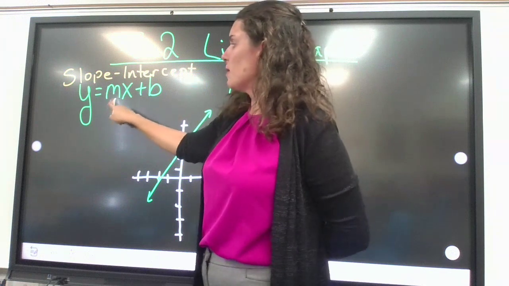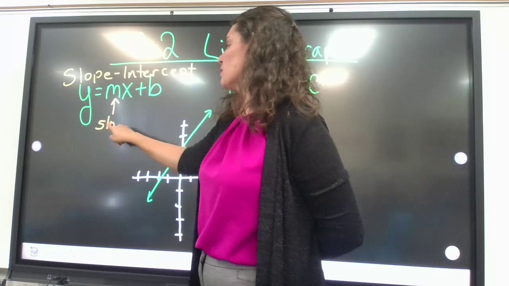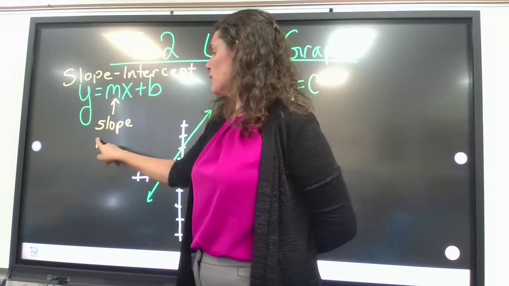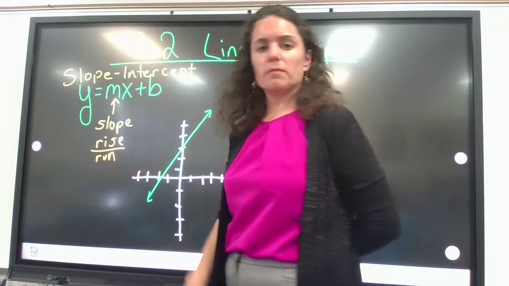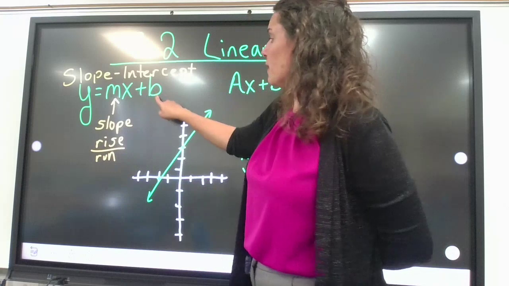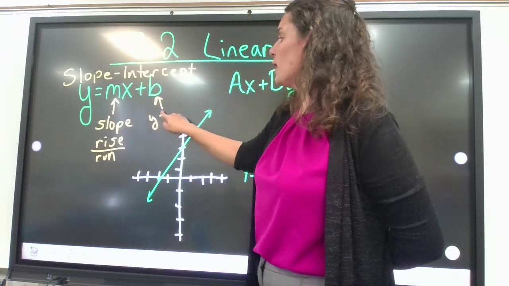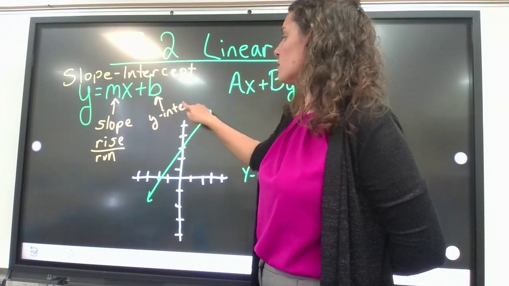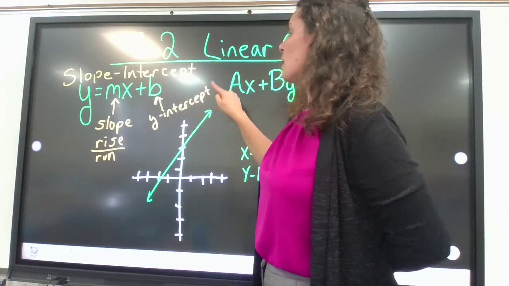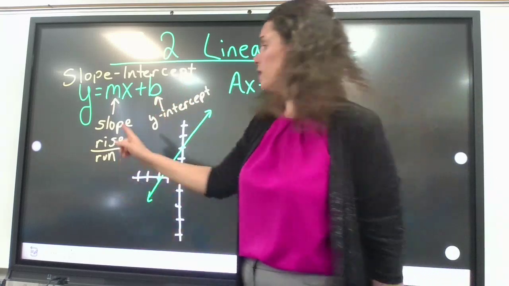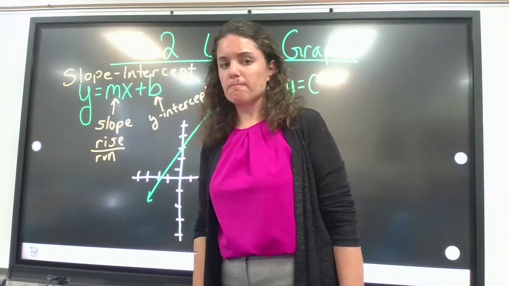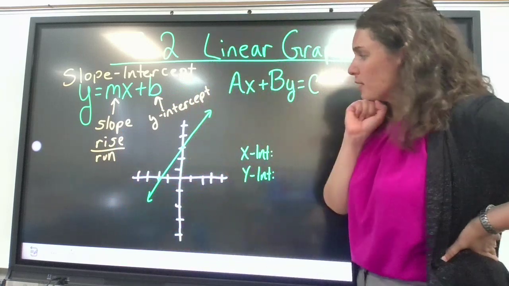What that means is this m value is called my slope. It is written as my rise over my run. This b value, that's going to be my y-intercept. And if you're graphing by hand, we always start with the b value and then do our rise over run. But let's look at this example right here.